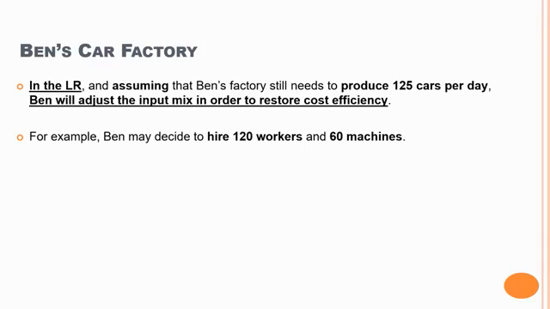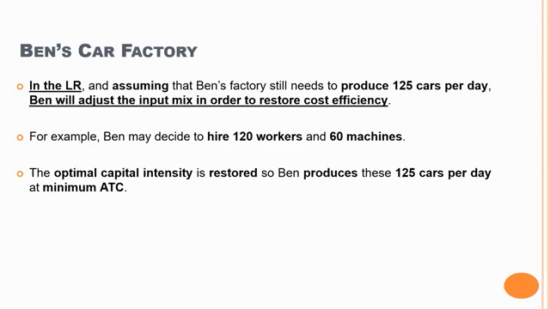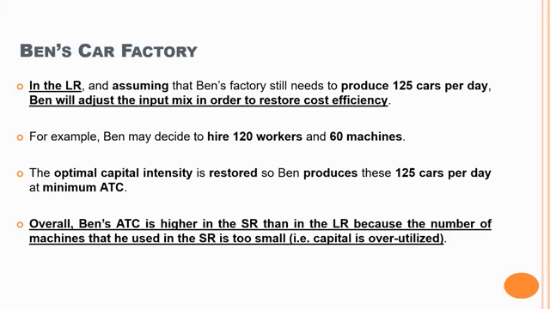Remember that initially to produce 100 cars, we had 100 workers and 50 machines. So we increased the quantity of both capital and labor compared to the initial situation, but in the same proportion. So you see that the ratio, the capital intensity, is in this case equal to 1/2. So labor and capital are combined in the cost efficient way, which means that Ben will be able to produce these 125 cars at minimum ATC.